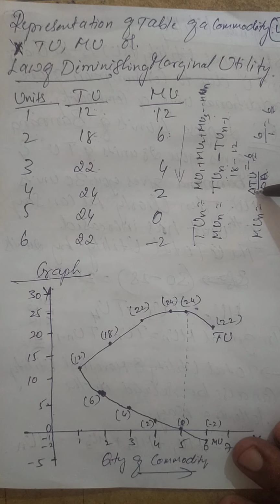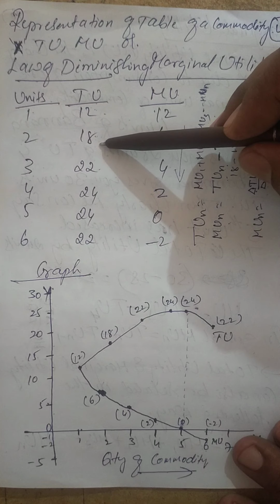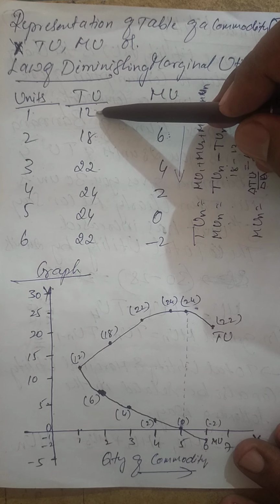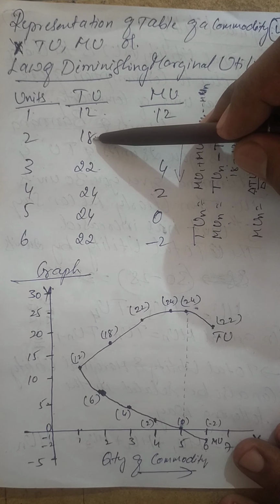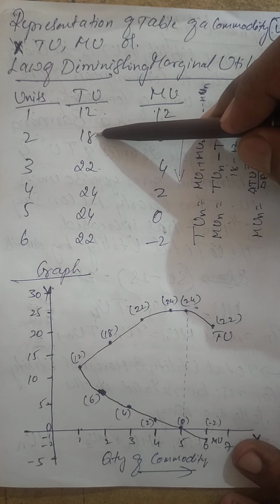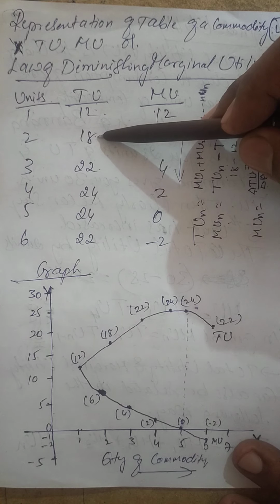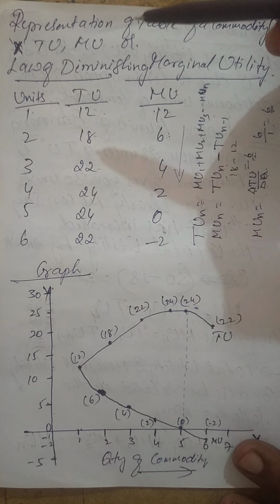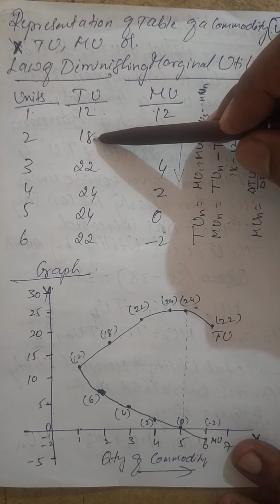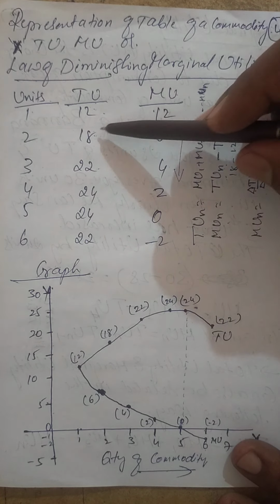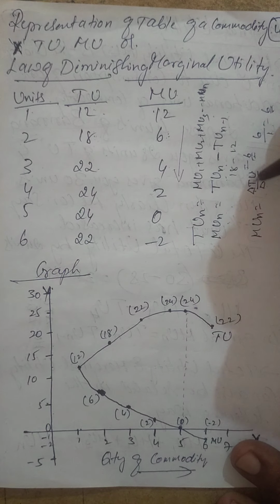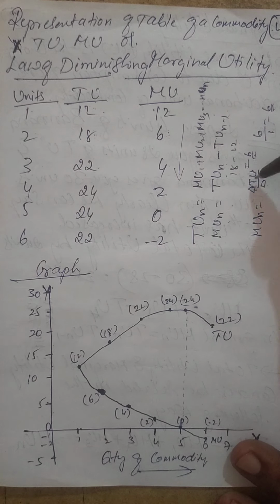See here, rate of change in total utility. From here to here, the total utility has changed. Again from here to here, if you do 22 minus 18, that small change takes place due to additional consumption. 18 minus 12, sorry, it is 6. So 6 is the change for the additional unit of consumption. That becomes delta TU, the rate of change in TU.